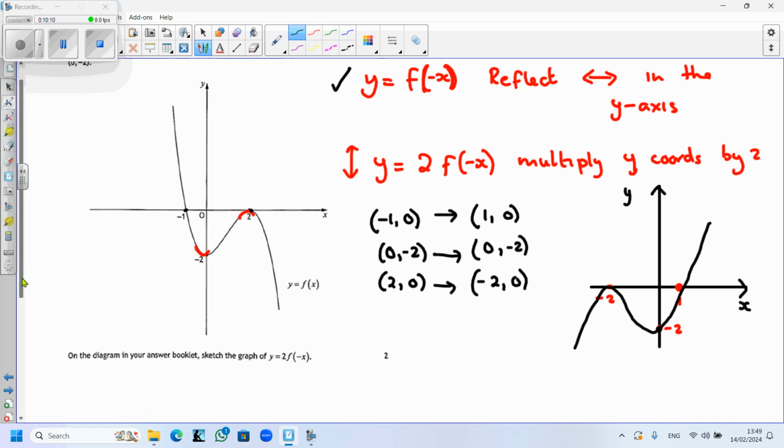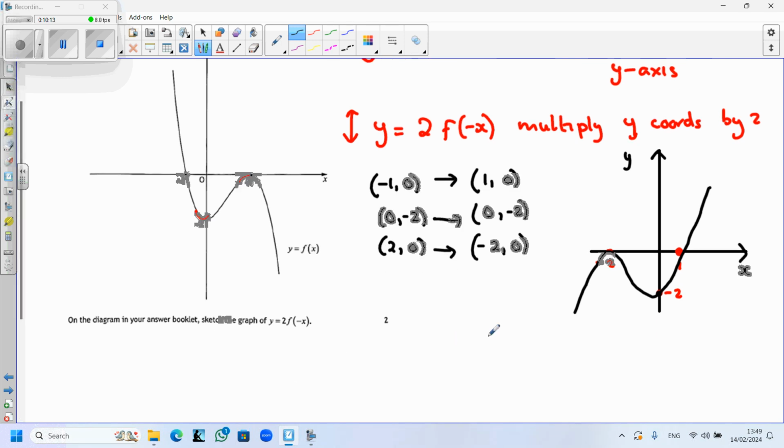The next thing I have to do is multiply the y coordinates by 2. That's this transformation, so I'll draw that down here. What this does is it stretches the graph up and down. So the point 1, 0, x stays the same. Nothing times 2 stays at nothing. We've got 0, -2, x stays the same, and that goes to -4. X stays the same, it stays at -2, and nothing times 2 is still nothing.